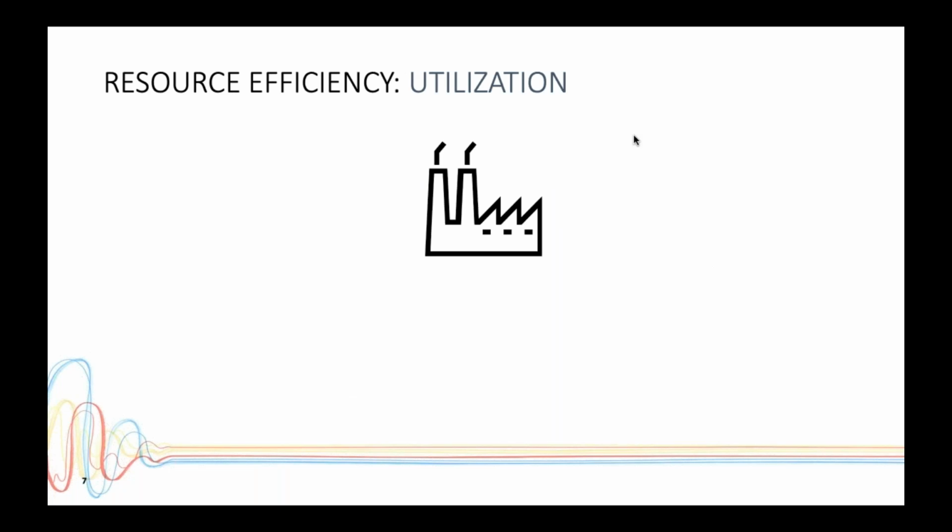Resource efficiency is our conventional notion of efficiency. It's really about utilization. It's about cranking out widgets per hour. I've got a little picture of a factory there because it's a real industrial kind of notion. It comes from the age of the Industrial Revolution, which has been with us for 250 years, maybe if you're from England.